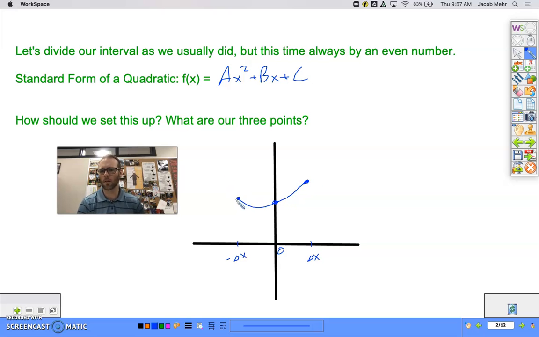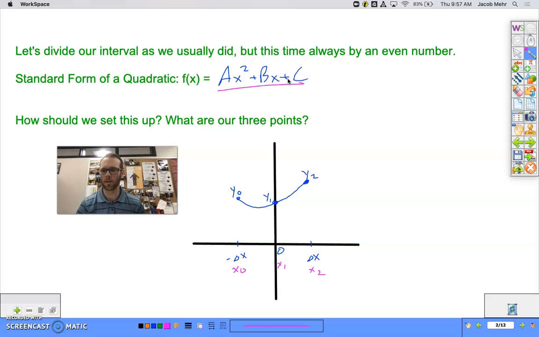Now, the y values here are going to be important. I'm going to call this y sub 0, this y sub 1, and this y sub 2. That corresponds with negative change of x being x sub 0, 0 being x sub 1, and positive change of x being x sub 2. Now let's see if we can find the area under this parabola. How are we going to do that? Well, remember the equation of this parabola is ax² + bx + c.